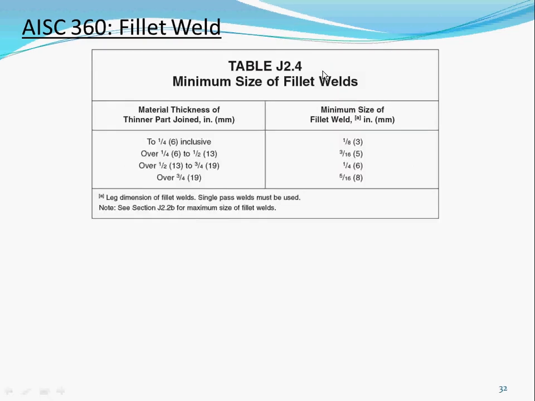Again, similar to the PJP weld, for fillet welds you have a minimum size. The numbers are very similar. For 1/2 inch you need a 1/4 inch minimum fillet size. So for our 1/2 inch thick material, the minimum without calculation is 1/4 inch. But 1/4 inch will not meet our strength requirements.